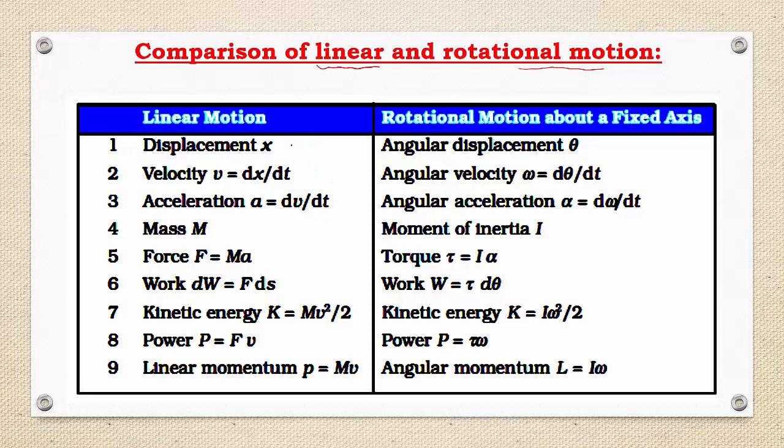The first column is related to linear motion. Second column is related to rotational motion about a fixed axis. Yes, the first term is displacement. So you can observe displacement, velocity, acceleration. So what is displacement? The shortest distance between any 2 points. Displacement is denoted by x, or sometimes we can write s.